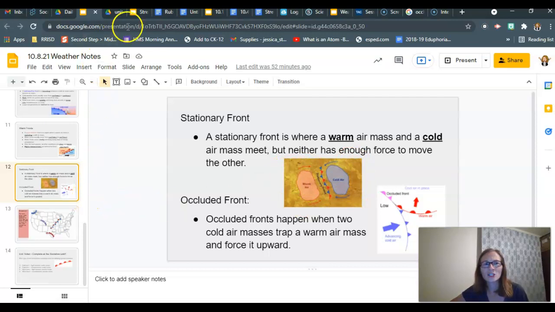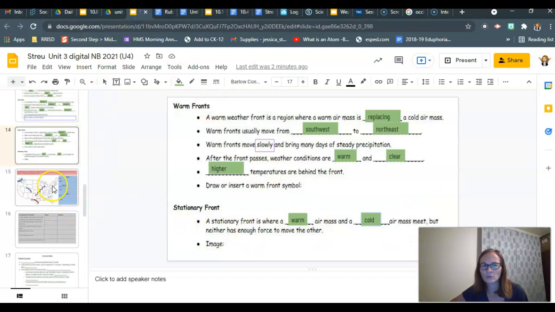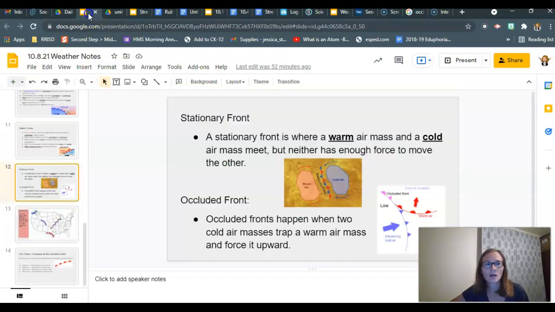The last one that I don't think is in your digital notebook, nope, is an occluded front. This is a weird one, okay? It happens when two cold air masses meet and they trap a warm air mass. So it's like three different air masses coming together. They trap the warm air and then force it upwards.